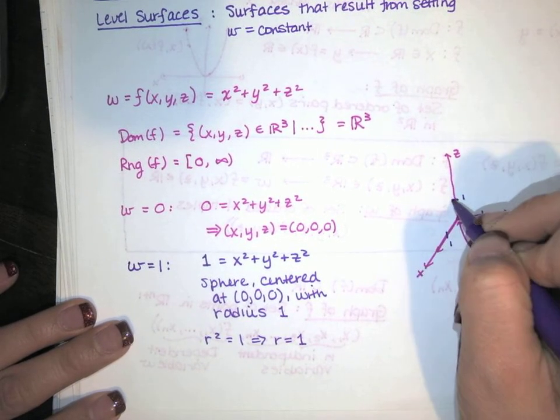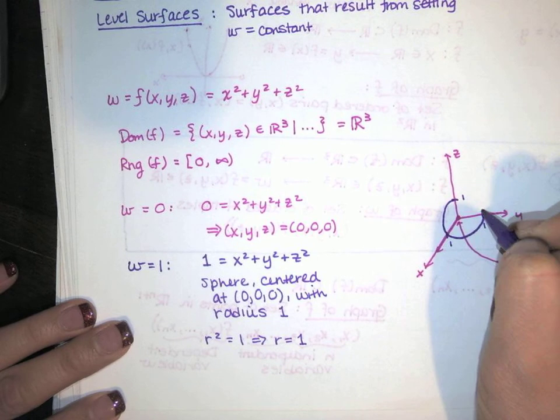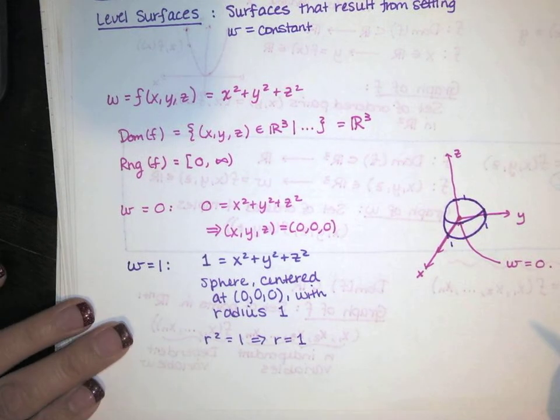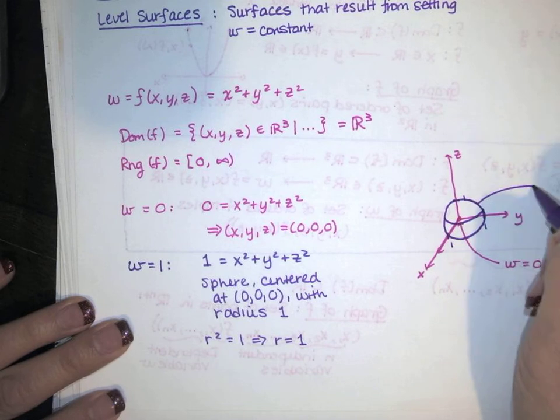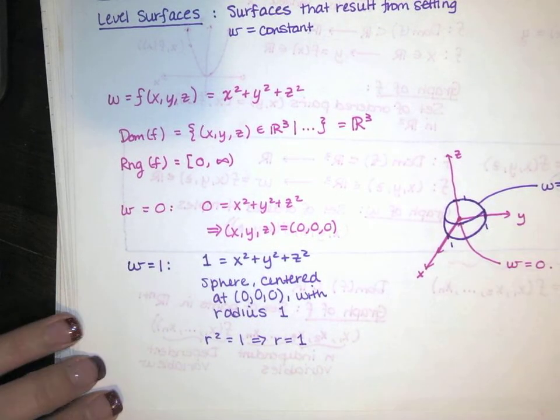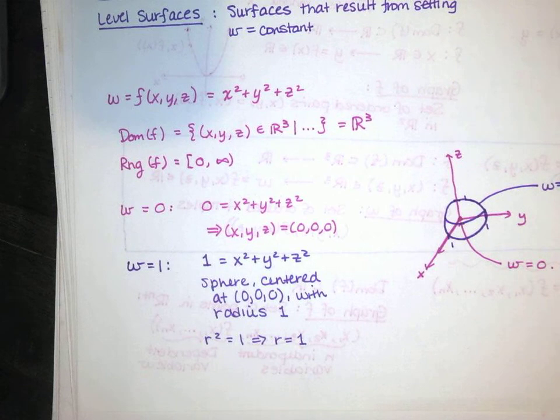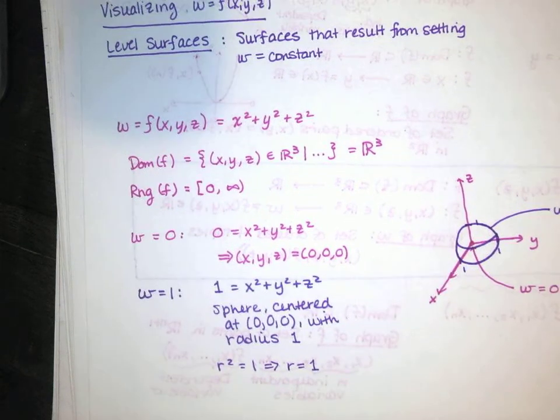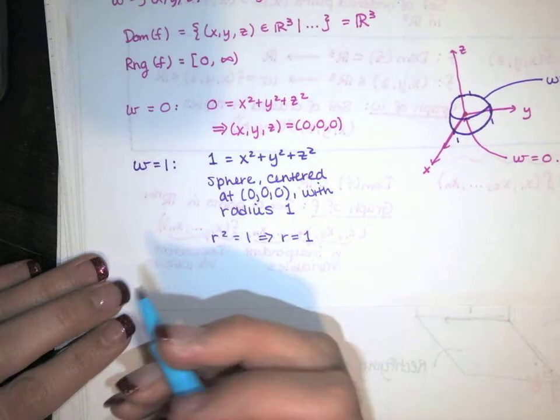Now we all know how hard it is to draw in 3D, so we just do the best we can. We say, that's my sphere of radius 1. So that's what w equals 1 looks like. W equals 0 is back here, w equals 1 was there. Now let's look at w equals 2. I bet you can see where this is going.